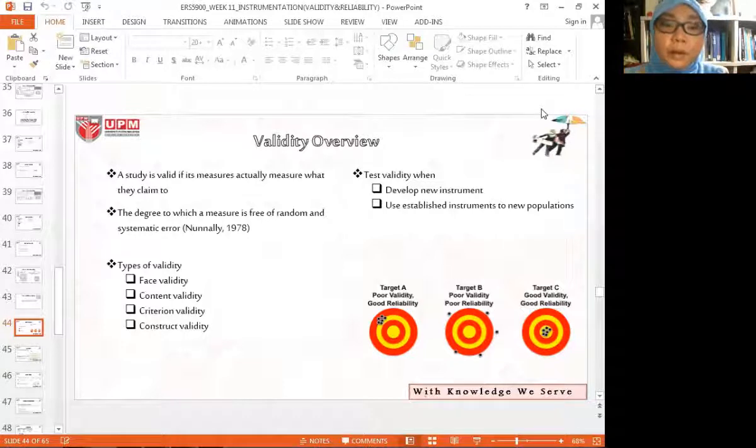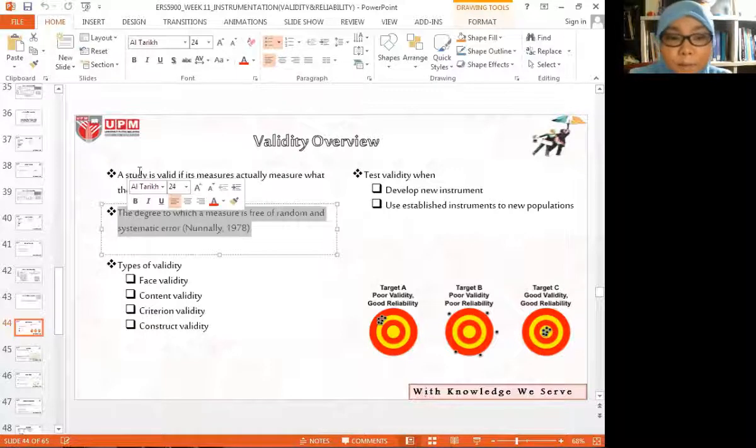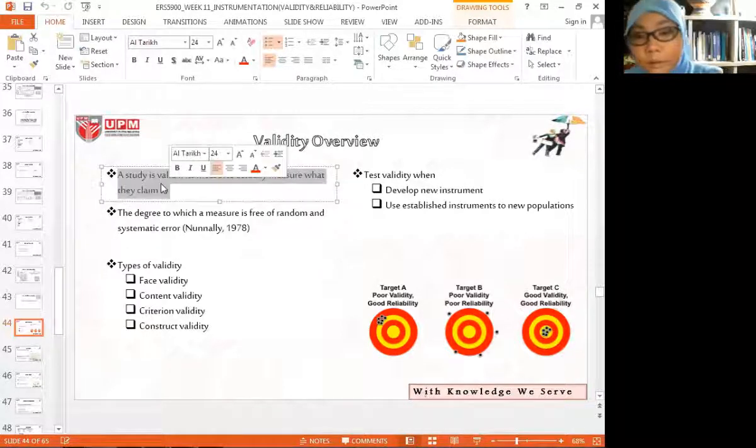Okay, so the instrument that you have measures what you intend to measure, meaning that your instrument is aligned with your operational definition. It also refers to the degree to which a measure is free of random and systematic error. Okay, and then this is a higher level, so for you all it's fine, understanding this much is already enough. Understanding what is in my lecture notes is enough.